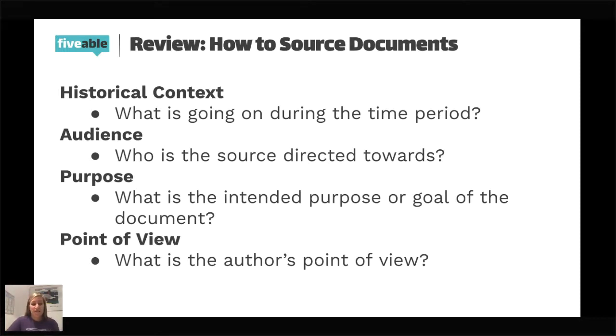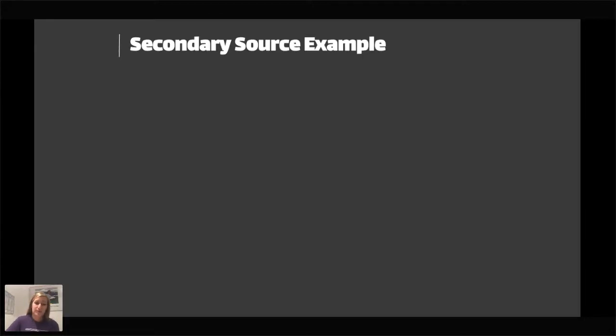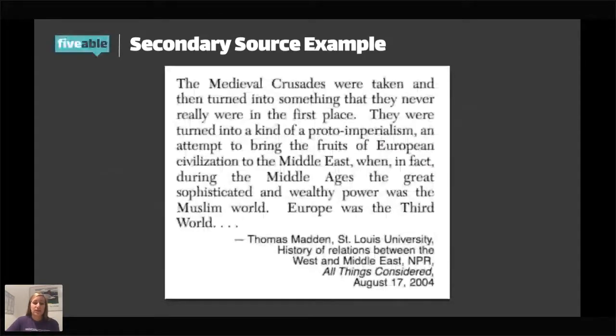So I have another secondary source example for us. Again, it doesn't say "source" like we're going to see on a lot of the questions from the AP history test. But the source here is obviously going to be at the bottom. And the source is Thomas Madden, St. Louis University, History of Relations Between the West and Middle East. This was from NPR, All Things Considered, in 2004.